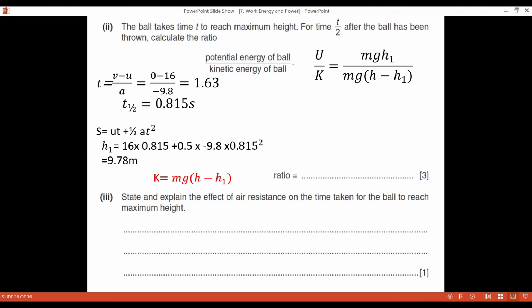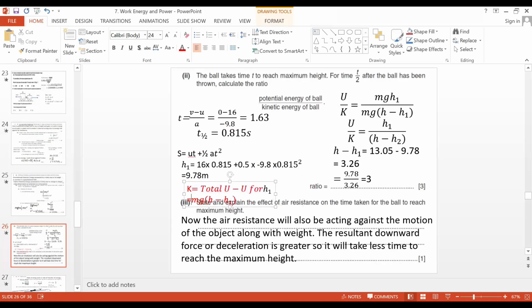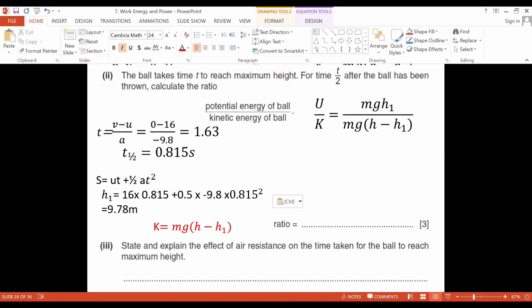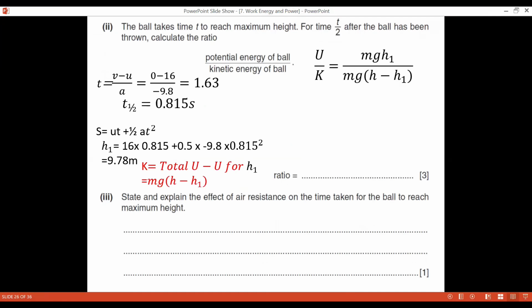So U will be equal to mgh1 and kinetic energy will be mg(h minus h1). You can use this simple law of conservation of energy: from the total energy you have, you subtract U, which is the potential energy at height h1. What remains will be your kinetic energy. I applied the law of conservation of energy here, and the answer comes out to be 3.26.